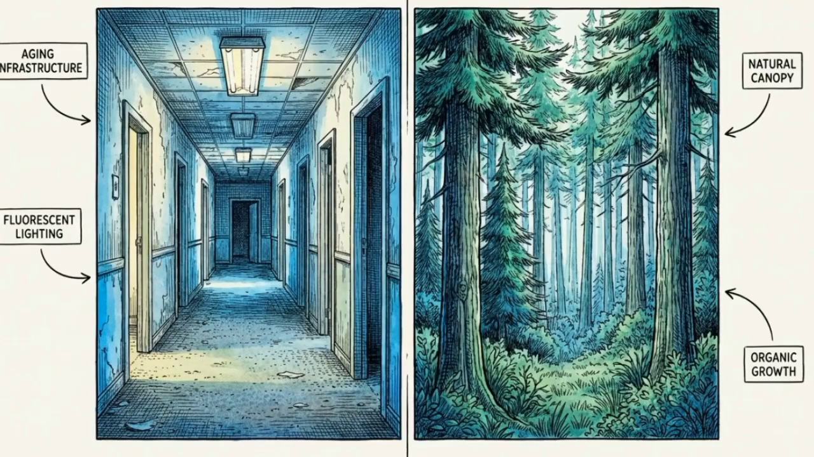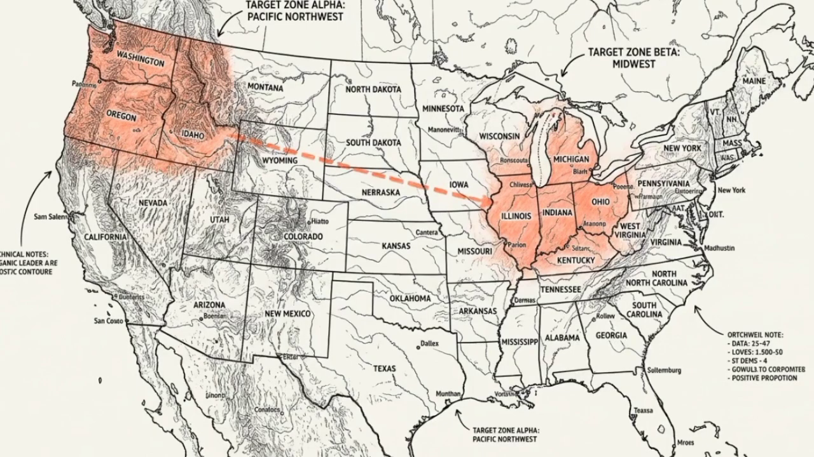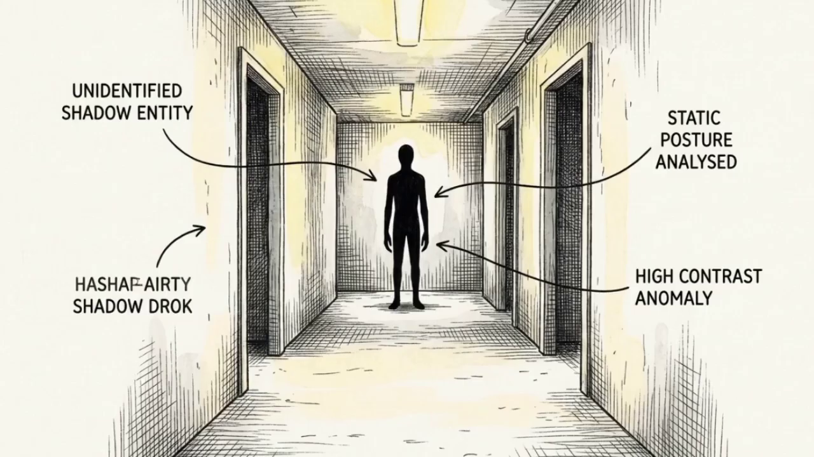Look at these two environments. On the left, an aging, deserted office building in Chicago. On the right, a remote wilderness campsite deep in Oregon. These locations are separated by nearly 2,000 miles, yet they share a chilling vulnerability. When humans occupy these spaces alone, unseen entities often appear to observe them from the shadows.